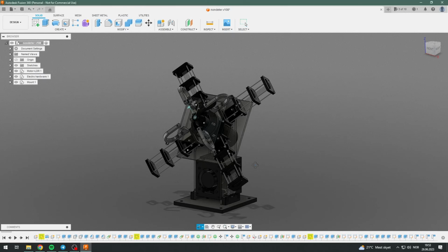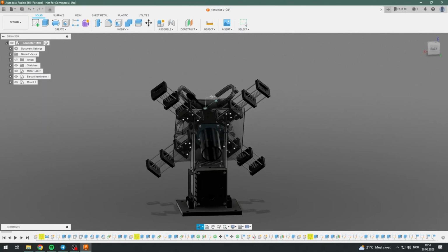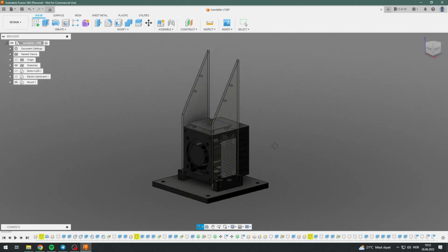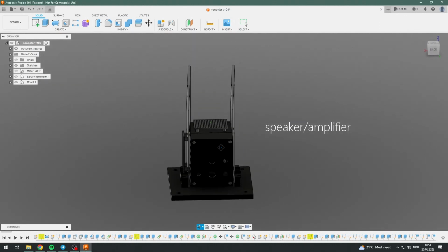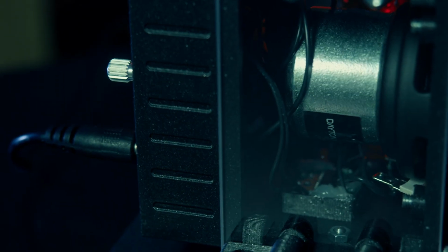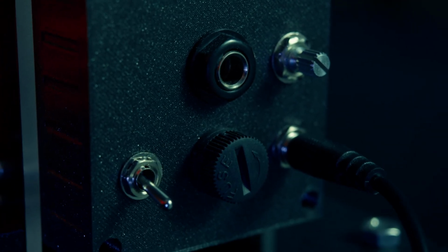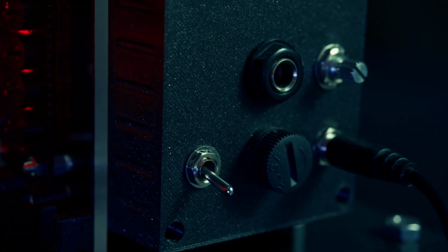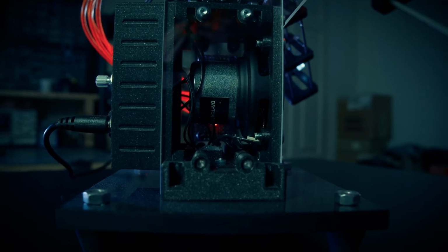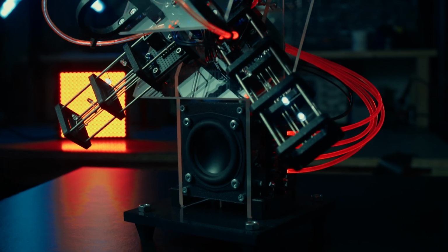Here we are in Fusion 360. The sculpture can be divided into three main components. First, the speaker and amplifier section, which houses not only the speaker and the PAM 8403 amplifier, but also the user interface, which contains a volume control, jack output, fuse, power input, and on-off switch. It is mainly 3D printed, but it's bolted onto these plexiglass legs, which fully enclose the speaker. I was initially worried that the speaker wouldn't be heavy enough, and thus making the entire structure easy to tip over, but I think it turned out okay.